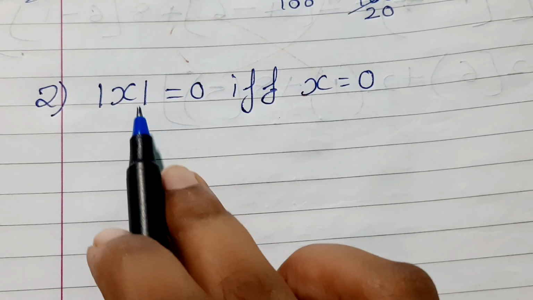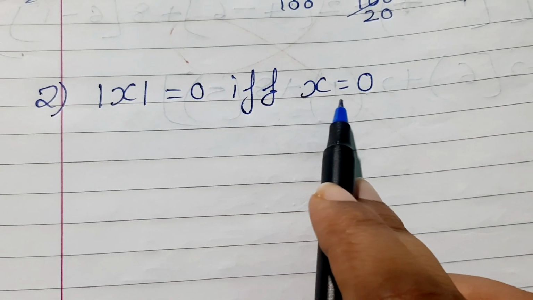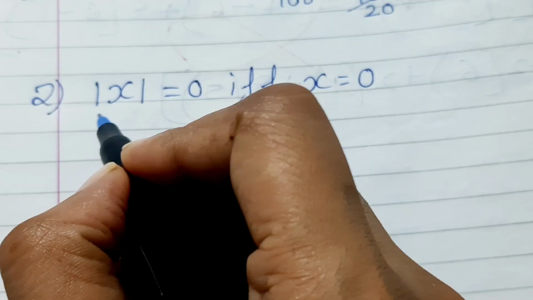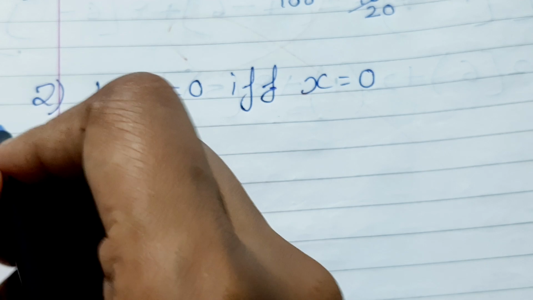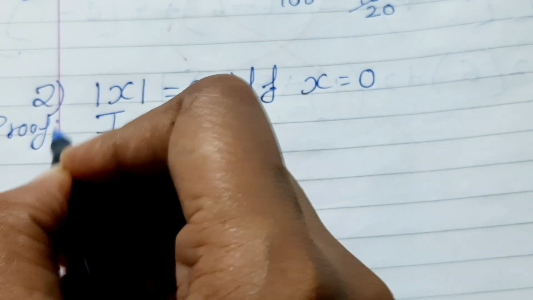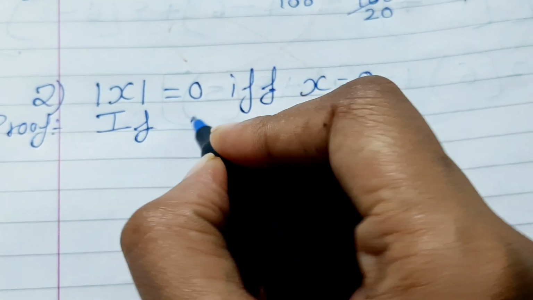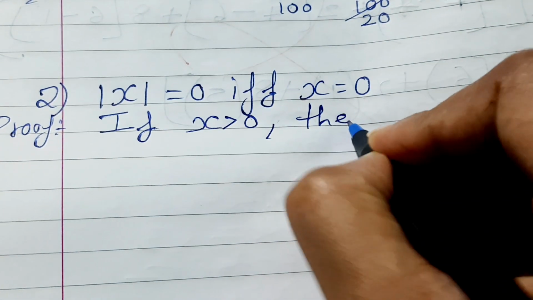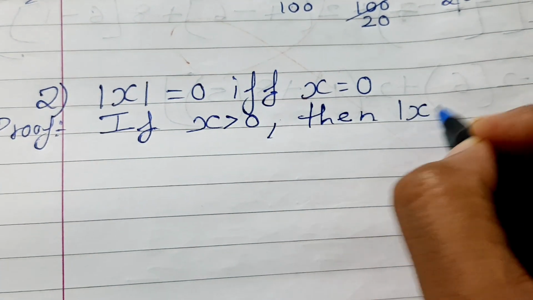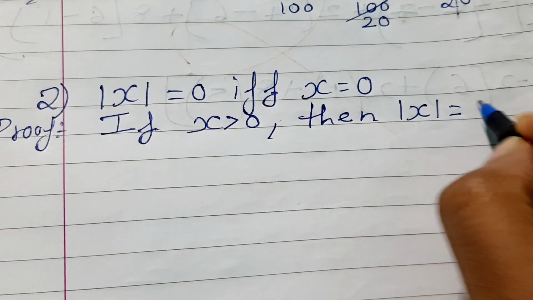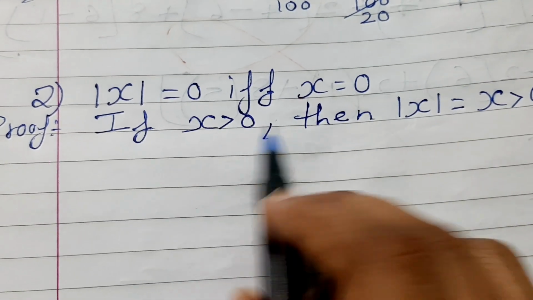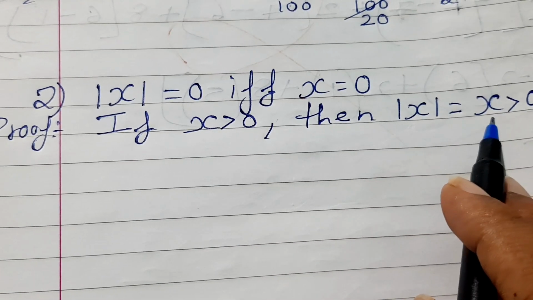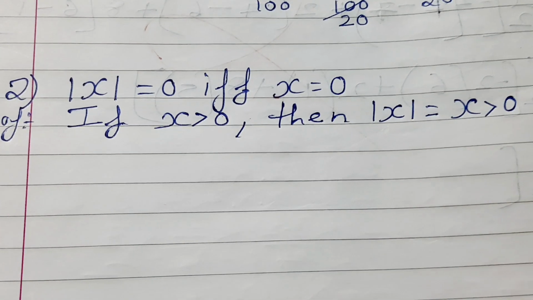The second one is modulus of x is equal to 0 if and only if x is equal to 0. How are we going to prove this? Let us prove this one. Proof: if x is greater than 0, then modulus of x is equal to x, which is greater than 0. This is the condition which we already know.